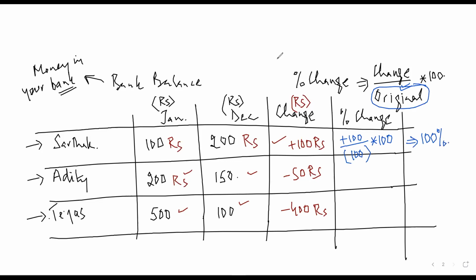Sarthak, any doubt? No, sir. In this case, what is the change? Minus 50 upon 200. This would be minus 25%. Sarthak, have you understood? Yes, sir. In this case, what would be the change? Minus 400 upon 500. Then 200.